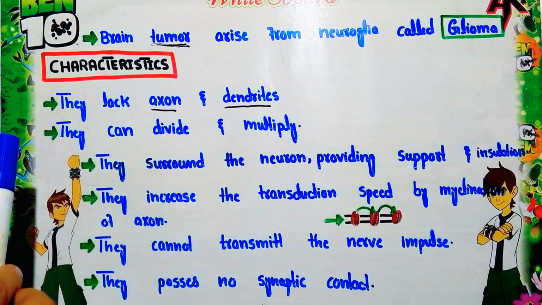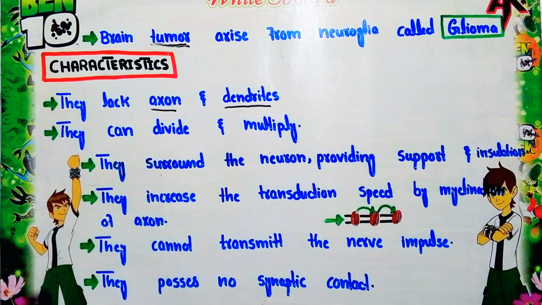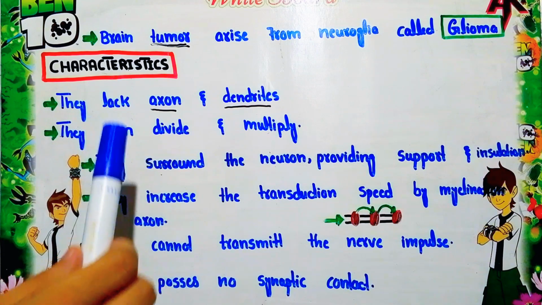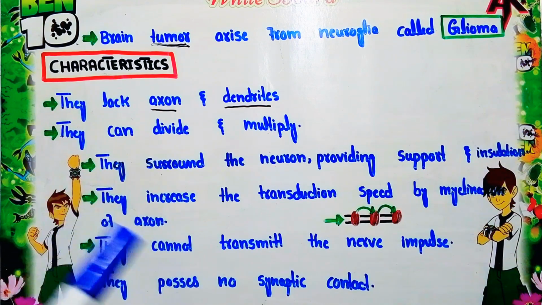Now the second characteristic is that they can divide and multiply. As we have already studied in the lecture on neurons, neurons are unable to divide because of the absence of centrosomes, which are responsible for the division of the cell. No centrosome, so that's why the neuron is unable to divide. But the neuroglial cell has the ability to divide and multiply.